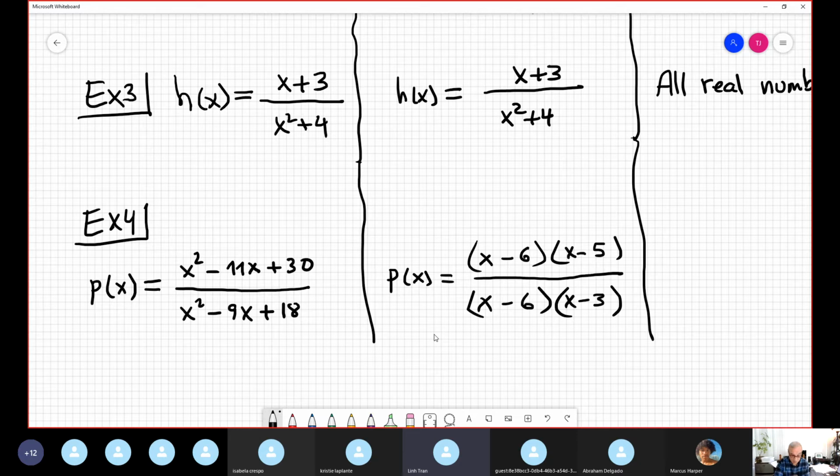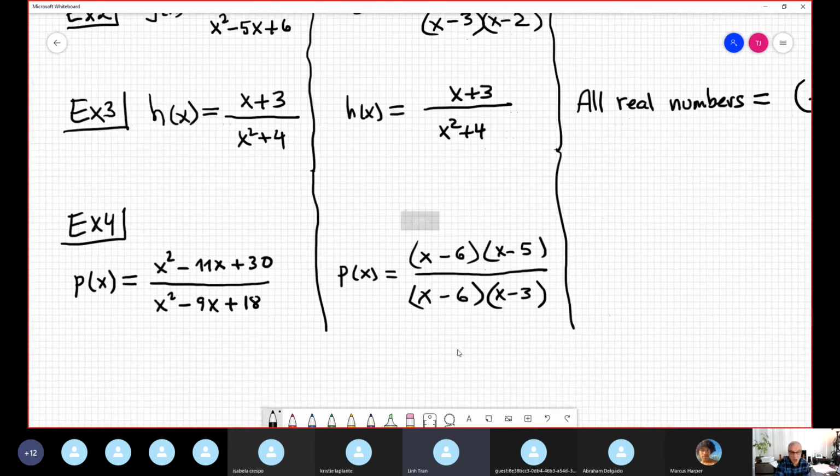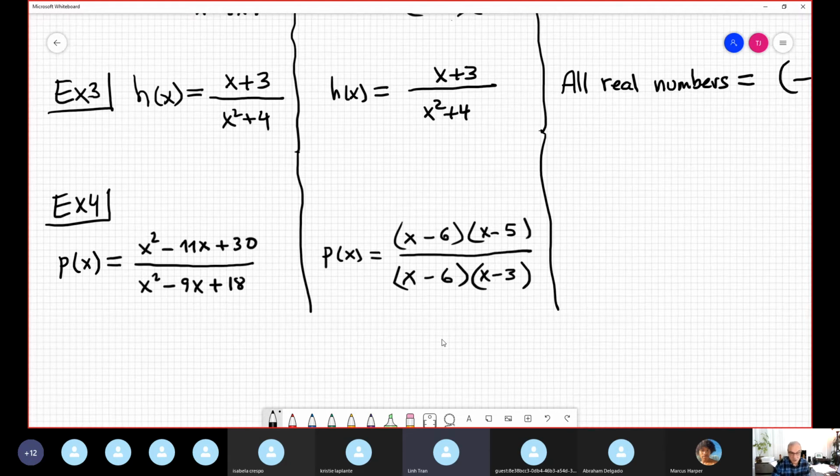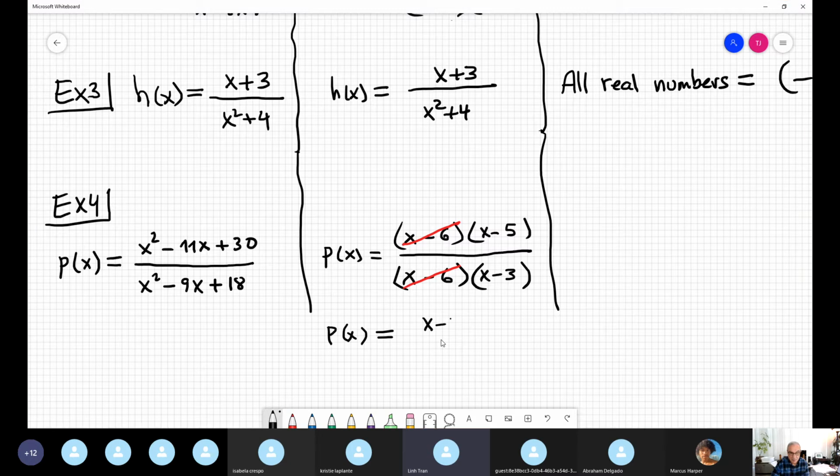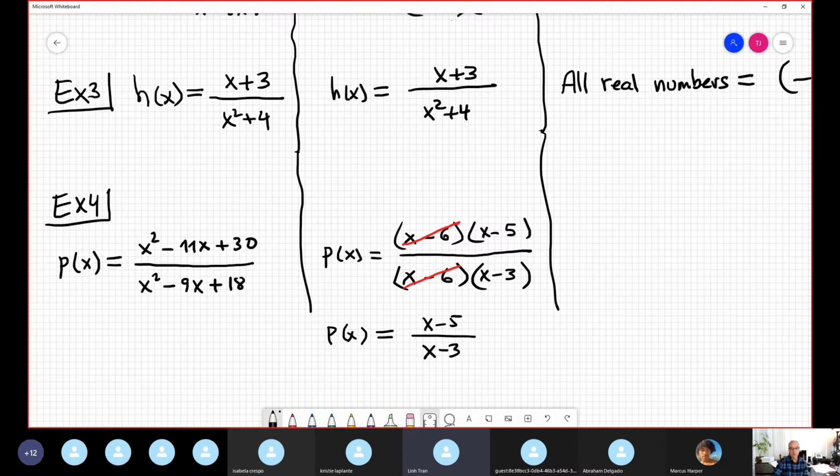So, I bring this example to explain one new idea. Wow, you see now that this factor and this factor are canceled out. Wow, disappear, okay. And this P function is now x minus 5 divided by x minus 2. Okay, and from now, we start working with this, because it's easier than this.